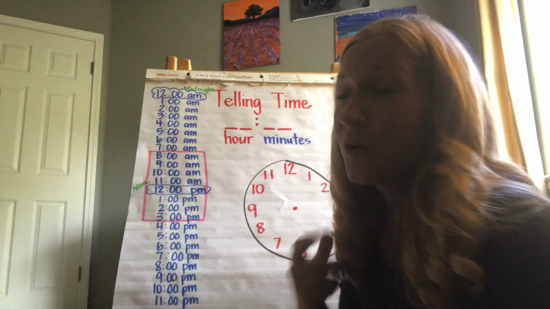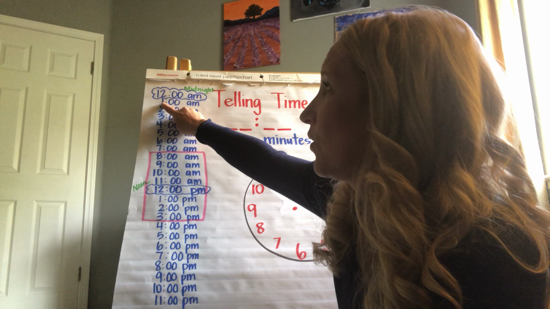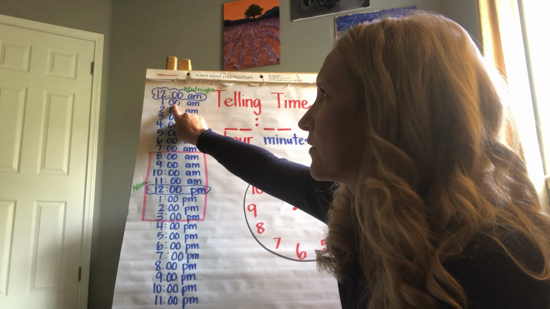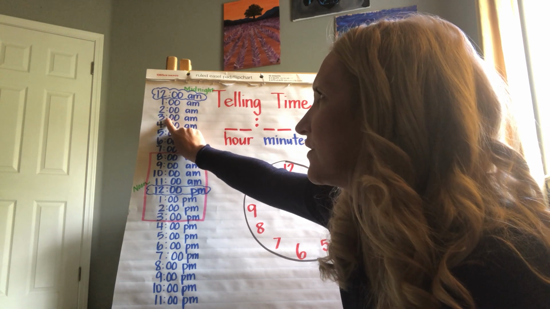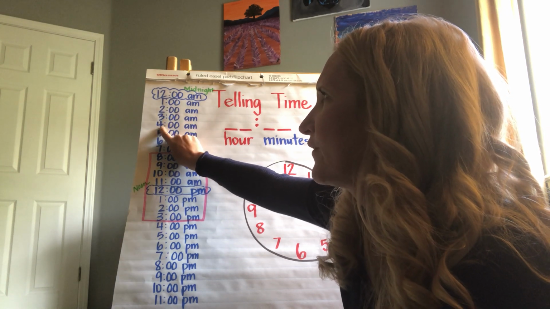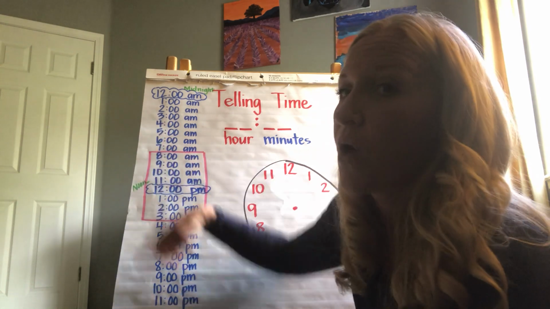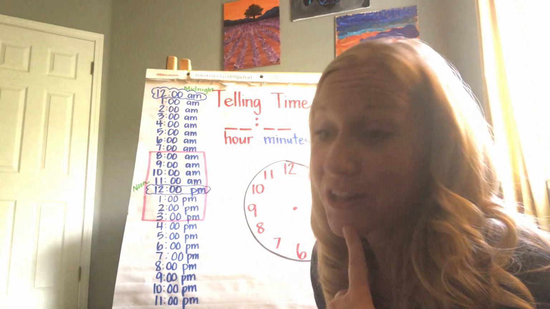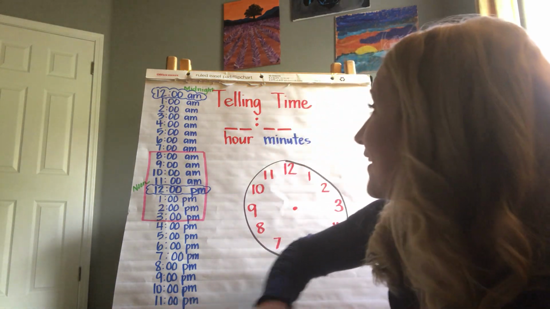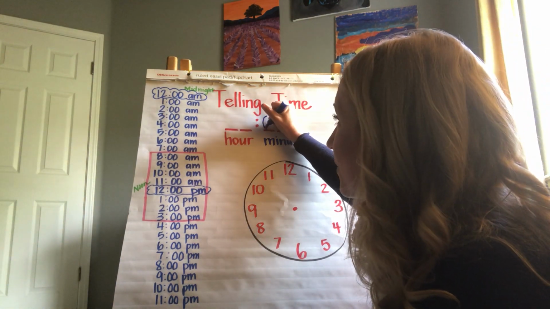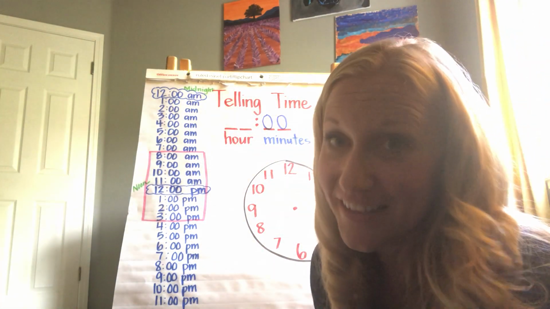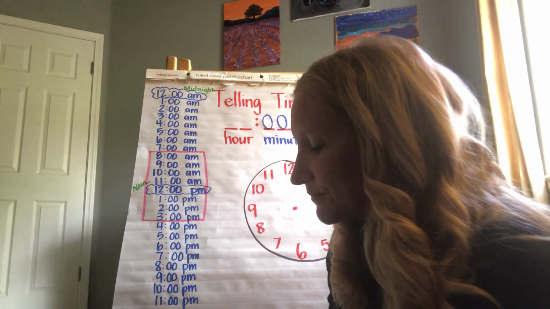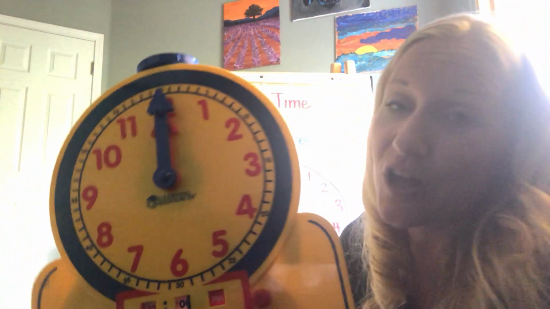Now you might say, Mrs. Minky, what on earth is o'clock? Well, look at all these numbers for a second. 1, 0, 0. 2, 0, 0. 3, 0, 0. 4, 0, 0. Oh, o'clock is the 0, 0. That's what that is. So here is 12 o'clock.